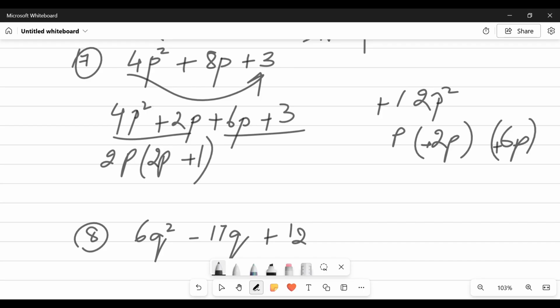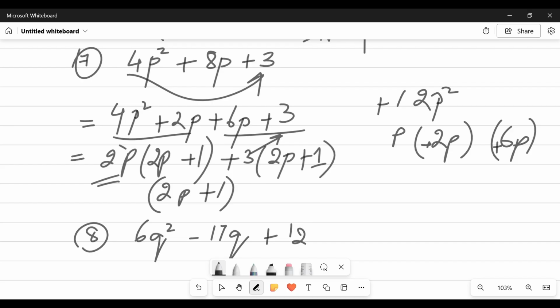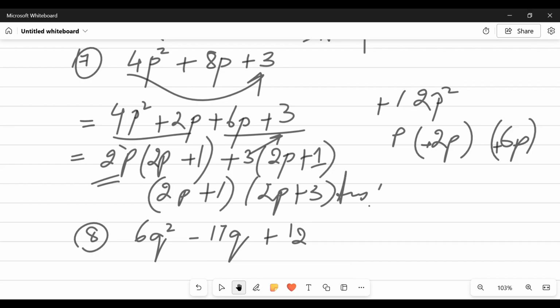Basically, again, I'm repeating myself, this highest common factor divides each and every term, right? Plus 6 and 3, highest common factor 3. 3 twos are 6, 2p left, plus 3 and 3 cancel, left with 1. Both the brackets are same? Yes, both the brackets are same. So 2p plus 1 and then 2p plus 3. This is the answer.